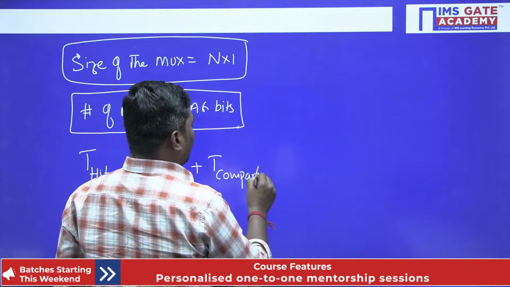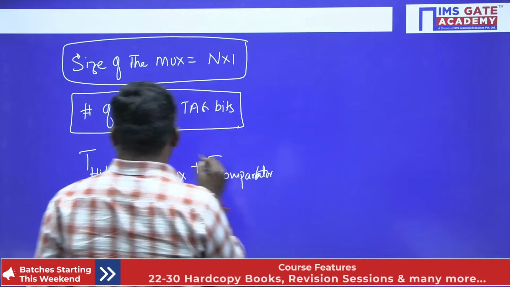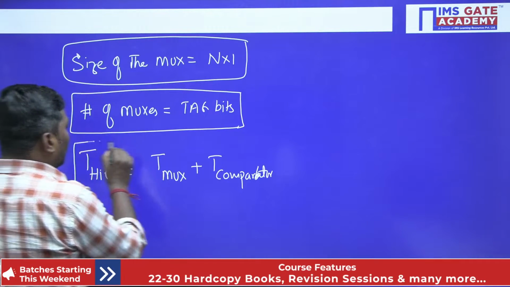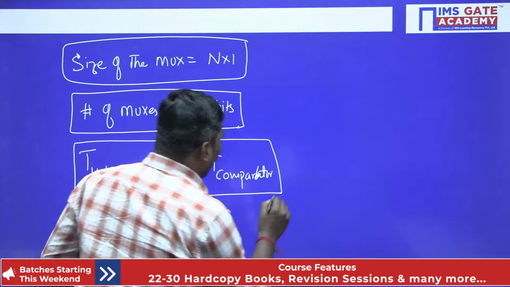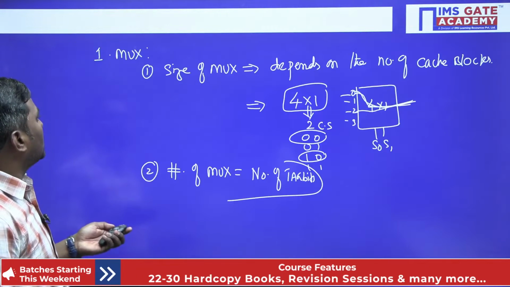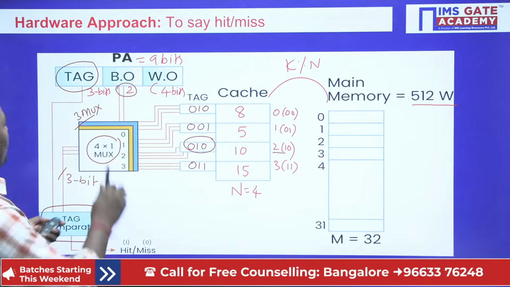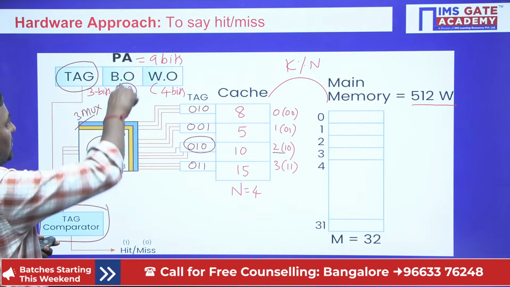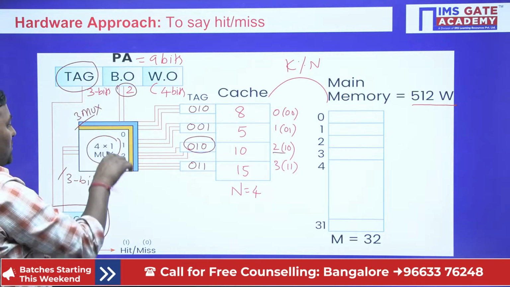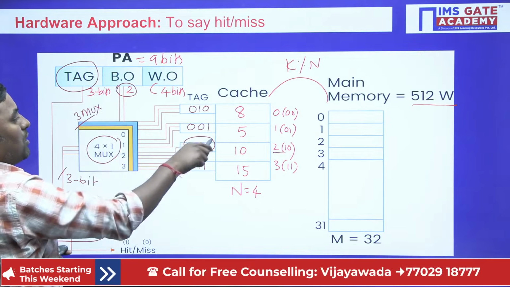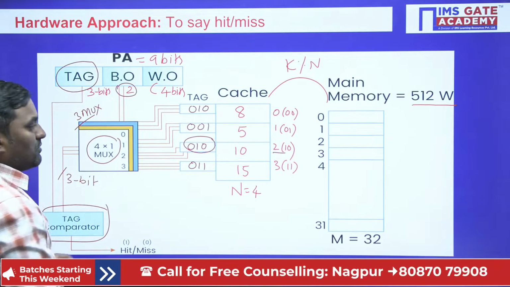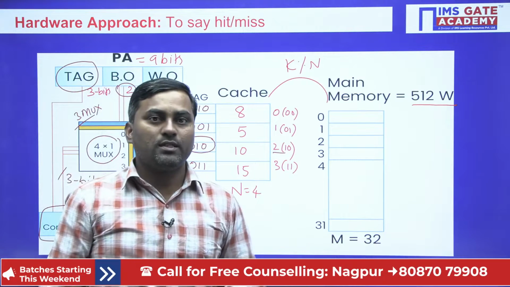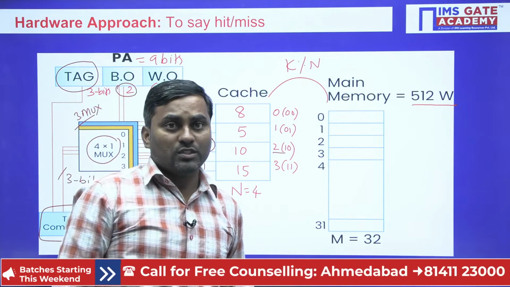The comparator is a component which gives the time required to say whether the block is a hit or a miss. Please see the diagram. First you are searching the multiplexer. With the block offset you select one block and read the tag bits, compared in the comparator. This will say whether it is a hit or a miss. I hope you understand how this is a hit or a miss.